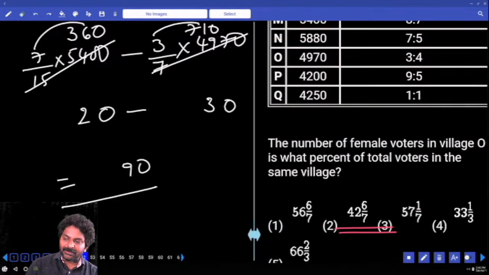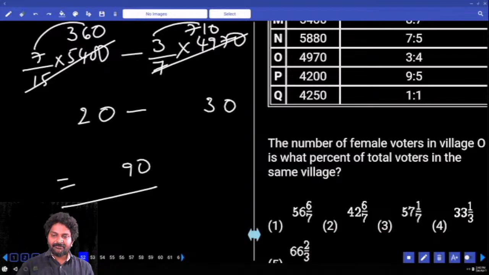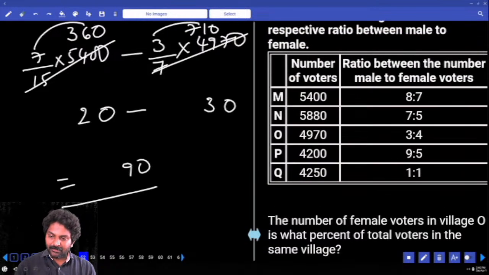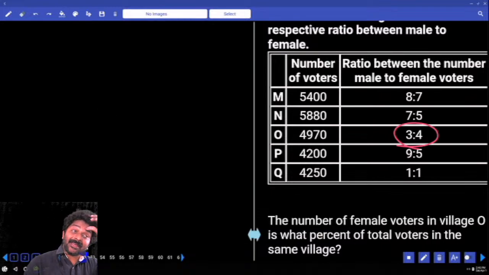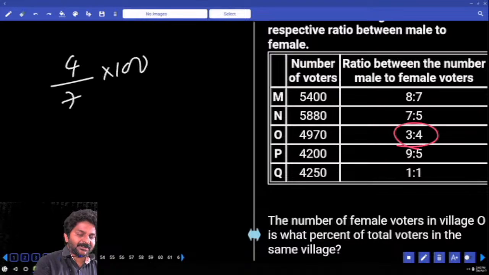The number of female voters in village O is what percent of total voters in the same village? Village O. Total how many parts we have? Out of 7 parts, female are? Then percentage in the sense 4/7 of 100% only? 1/7 is 14 2 by 7.